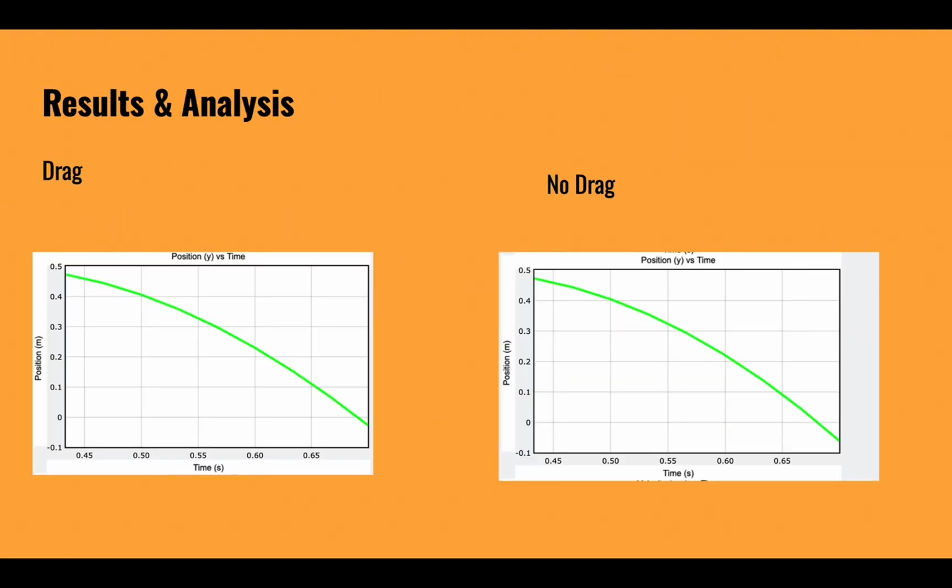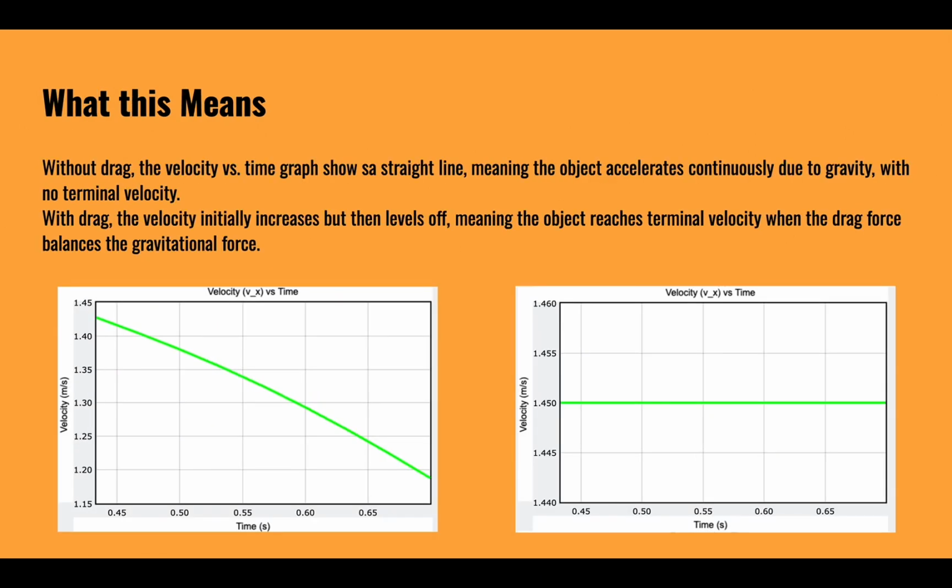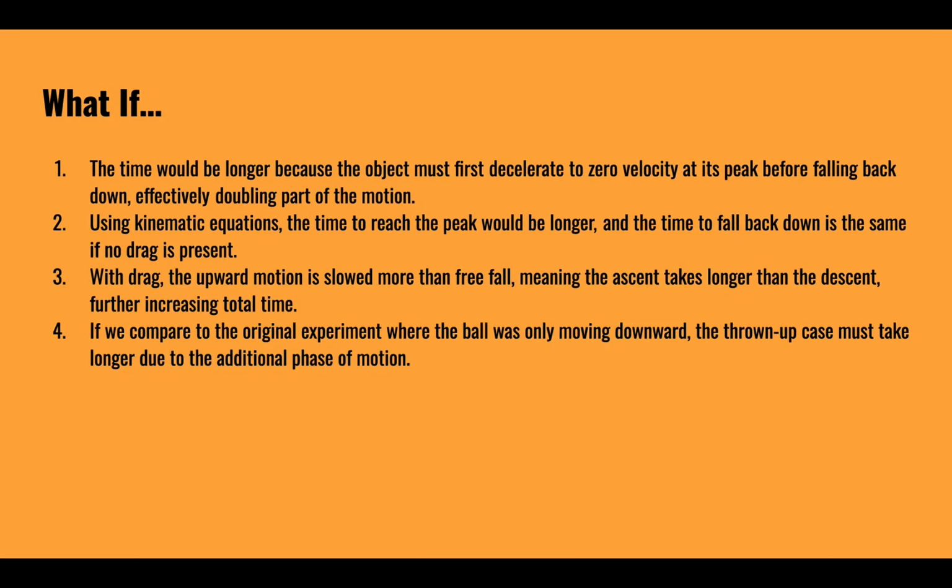And so for the results and analysis, we can see that with drag, it takes a little longer to reach 0. Actually, it never ends up crossing 0. And with no drag, we can see it's a little quicker to go down. So what this means is that without drag, the velocity versus time graph shows a straight line, meaning that the object accelerates continuously due to gravity with no terminal velocity. And with drag, the velocity initially increases but then levels off, meaning that the object reaches terminal velocity when the drag force is balanced with the gravitational force.